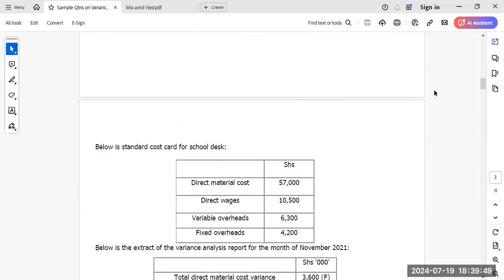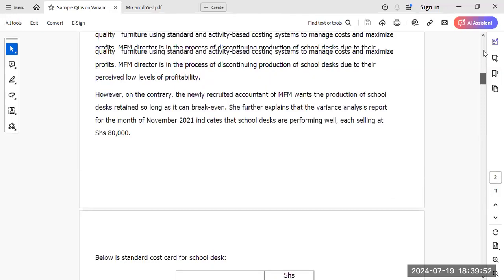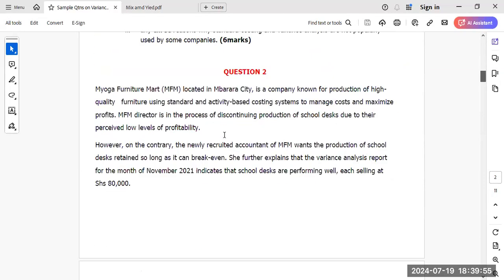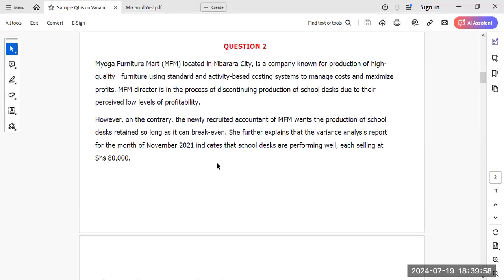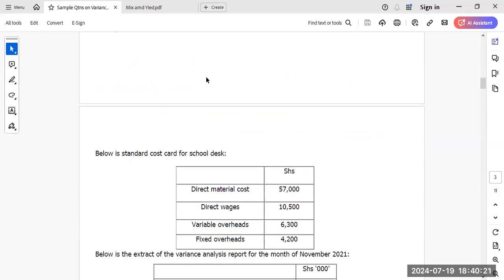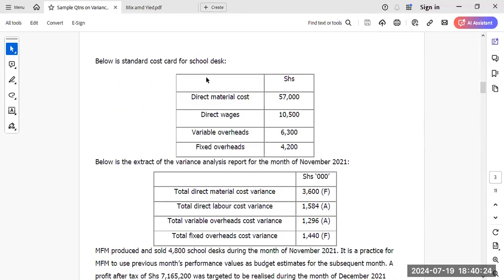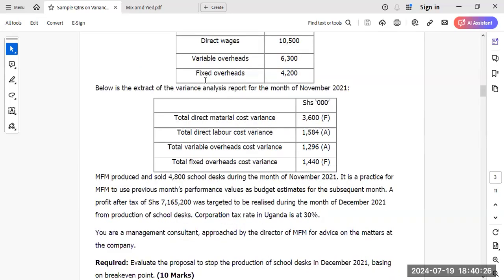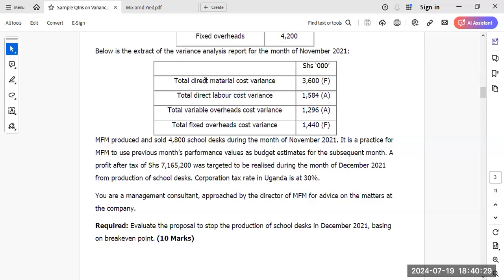So, question 2. Of course, I said, colleagues, when you're approaching MDC questions, when you are approaching these questions about variance analysis or standard costing, always first know what is the required part. Remember, this area can be mixed with other areas.